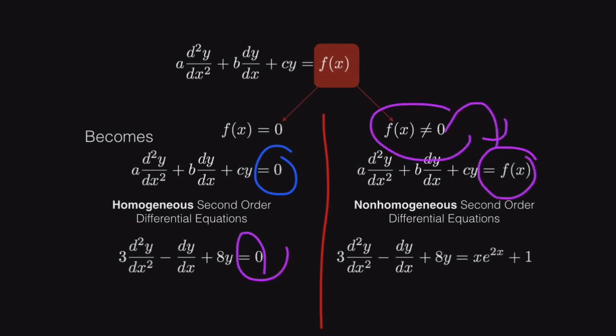These are the examples. You look at this one, your f(x) is equal to 0, so this is called a homogeneous equation. But how about this one? The next, you see your f(x) is not equal to 0. That means this is a non-homogeneous second order differential equation.